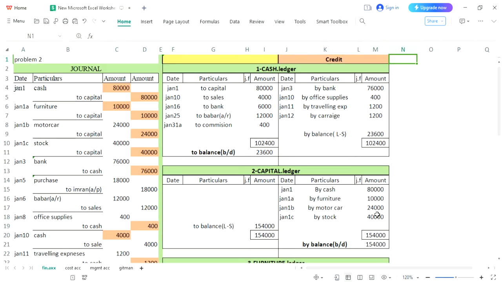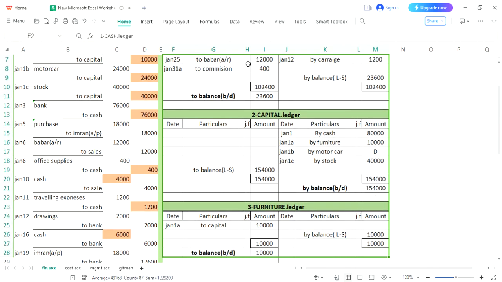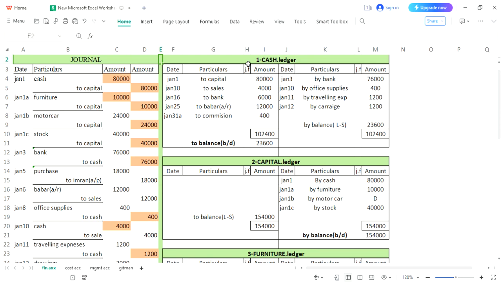Then we have started making our ledger. I think it was your debit side. So here you had made ledger. Up till now, ledger for cash was completed. Ledger for capital was completed. Ledger for furniture was completed, and that's all. It means 3 ledgers we have already completed, and now we will proceed and will start making next ledgers.